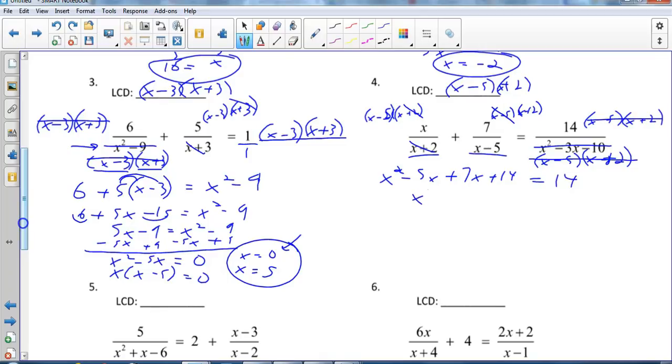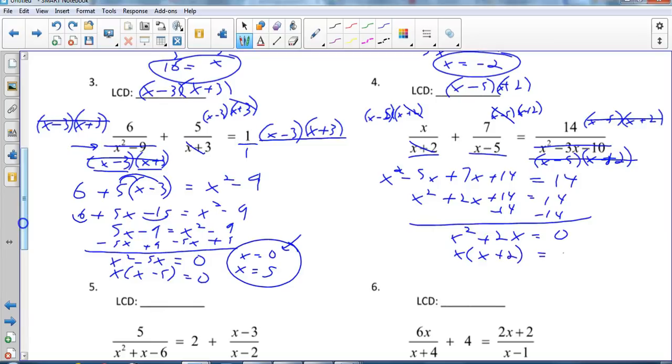So on this side, I get x squared plus 2x plus 14 equals 14. Subtract 14 from both sides. I get x squared plus 2x equals 0. Factor out an x. And then set everything equal to 0. And I get x equals 0 and x equals negative 2.